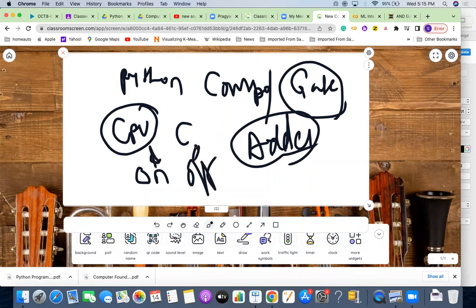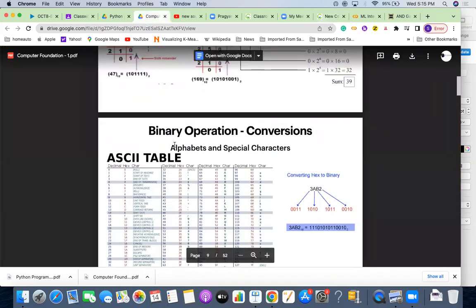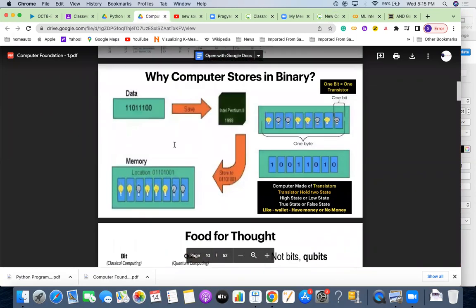That is the reason. If the basic component of a CPU could hold multiple states, then it could hold more. But since it holds only two states, on and off, everything is designed around that. The basic component holds a 0 and a 1, so that is the reason it is binary. It stores only binary. Is it clear? Yes, sir.